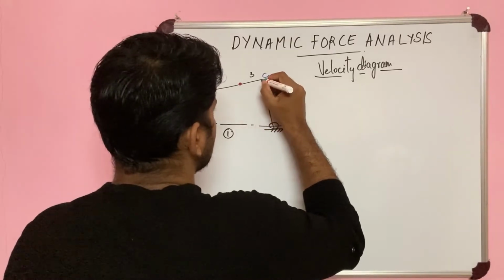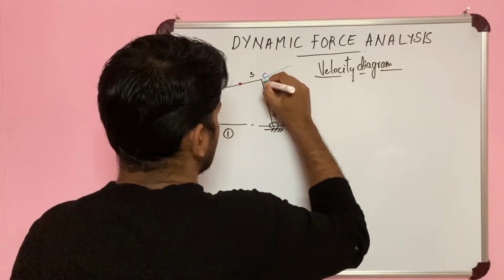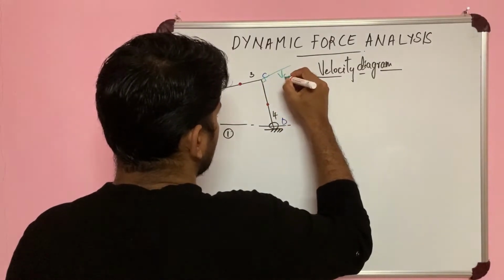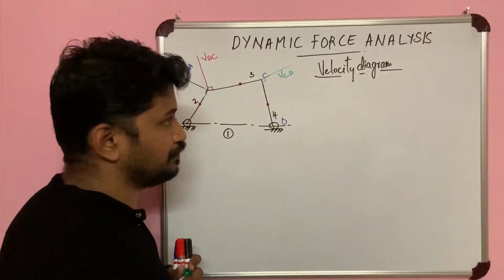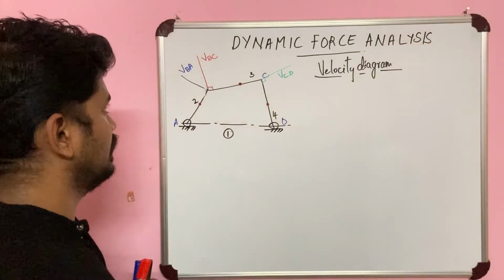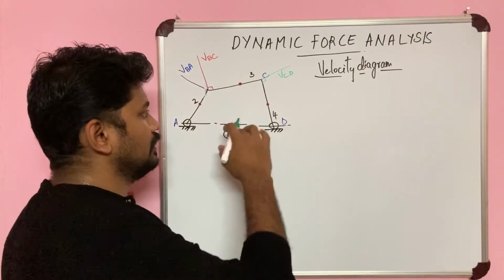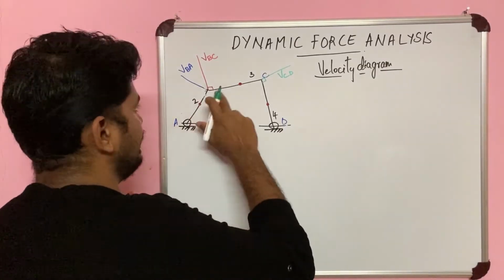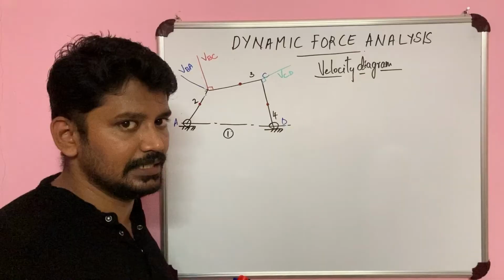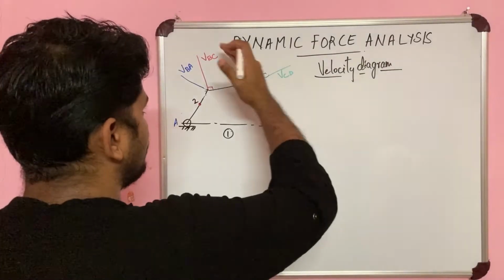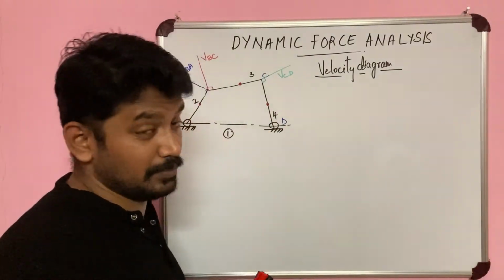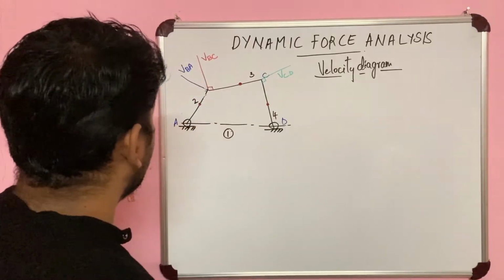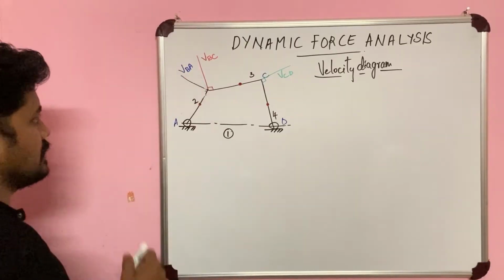Now this is also perpendicular. This is velocity of C with respect to D. So you have 3 velocity components over here. Since one is a fixed link, we are not considering that one. So the second link, third link and fourth link have their velocity components. I have marked these in green, red and blue, so that it will be easier for you to identify.